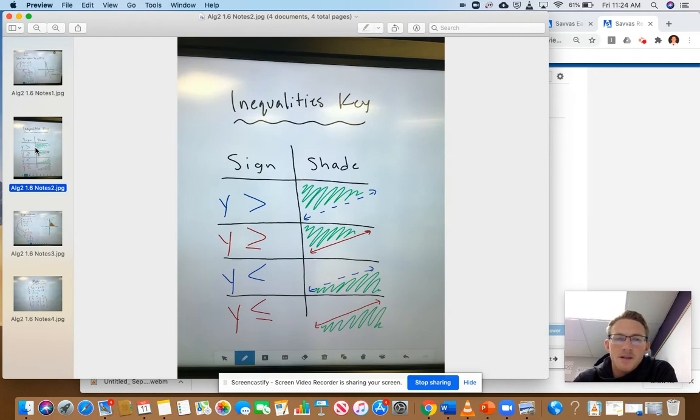Before we jump into the next examples, we have this key that you could write down for shading. It'll make sense in a little bit, but when you have y is greater than, it's a dotted line, a dashed line, and you shade above because it's greater than the line. Y is greater than or equal to. The equal to means we have a solid line. It's still greater than, so we're shading above. Y is less than, dotted line because it can't be equal to the line, and we're shading below because it's less than. And then y is less than or equal to. We can be on the line, so it's a solid line, but we can also be below, so we shade below. We shade less than.